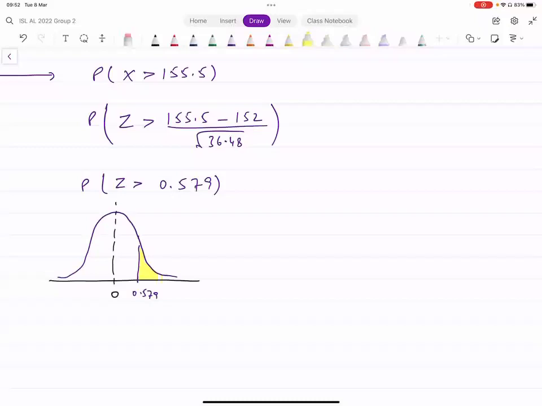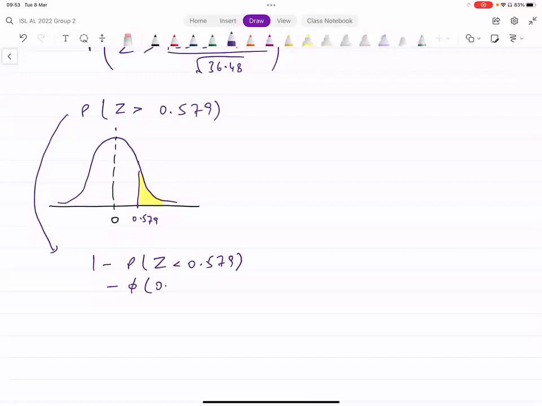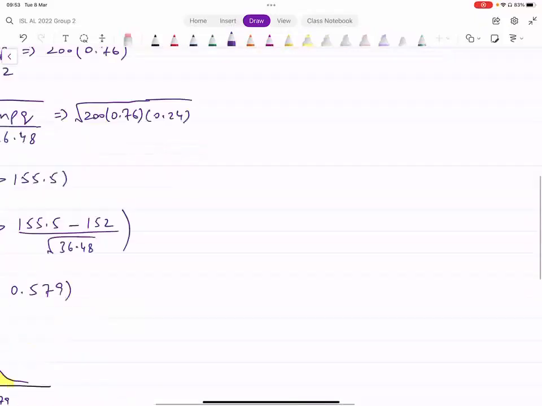तो क्या करेंगे, इसके left वाला area find कर लेंगे, 1 में से उसको minus कर देंगे, ठीक है। तो इसको हम change कर लेते हैं, this is the same thing as saying 1 minus probability of z less than 0.579। ये value अब table से find कर लेंगे। 0.579 के ऊपर table की value देख लें क्या आती है, 0.579 के ऊपर probability की value क्या आती है। Let's go to the table.